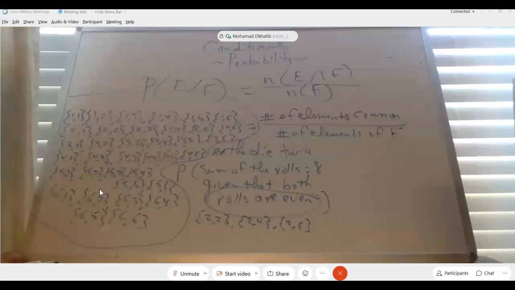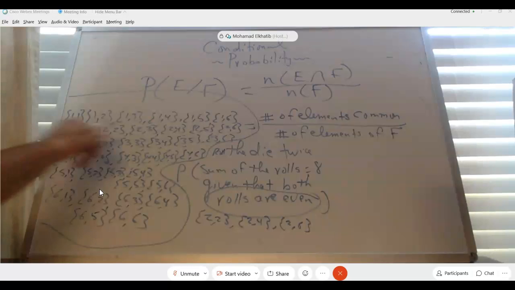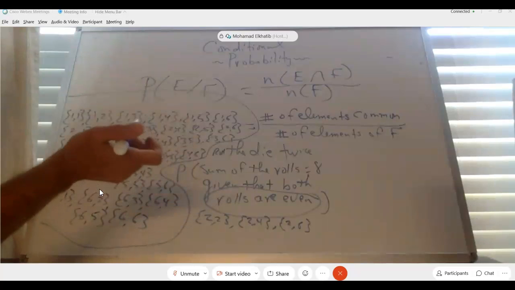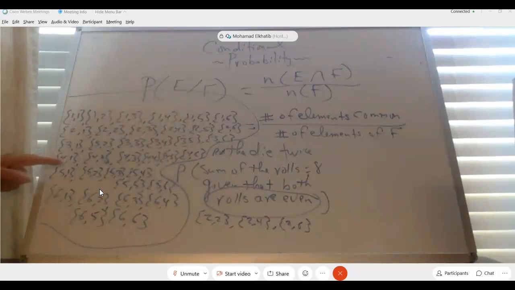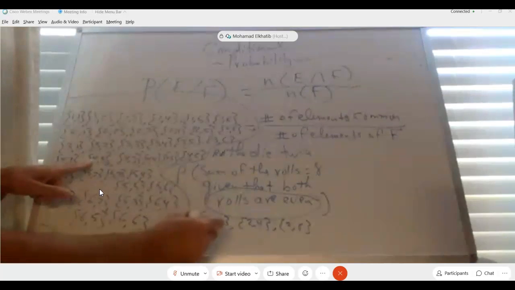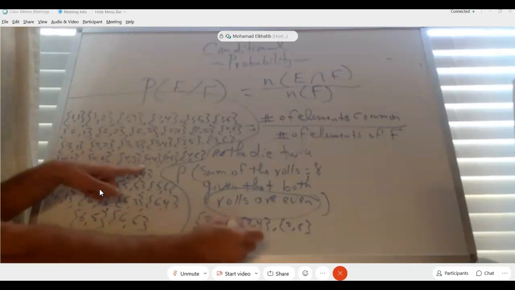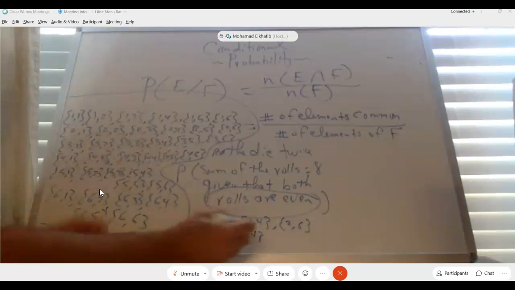Waiting for a response. Right? Yes or no? Yes. Row 3 will be stupid too because it starts with 3. 3 is odd. There's no way in the world they're both going to be even, right? What about 4? 4, 1, that's even and odd. 4, 2, right? So 4, 2 is good because they're both even. 4, 3, no. 4, 4, yes. 4, 5, no. 4, 6, yes. Right?